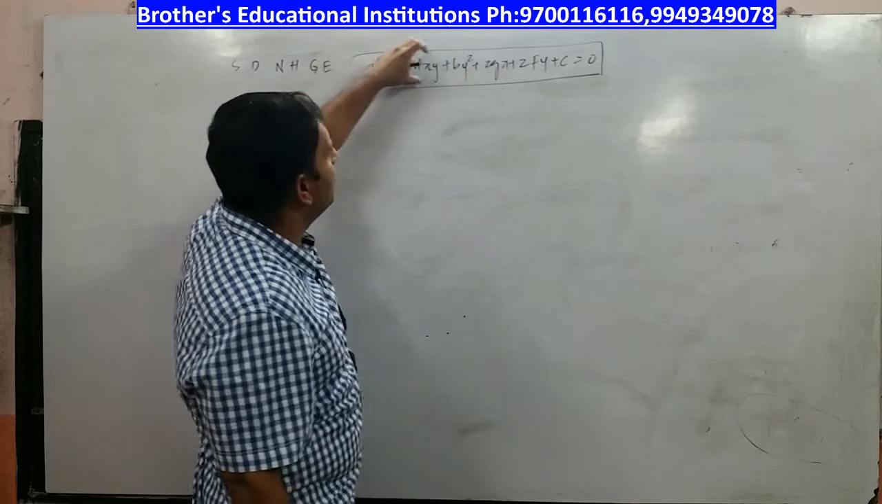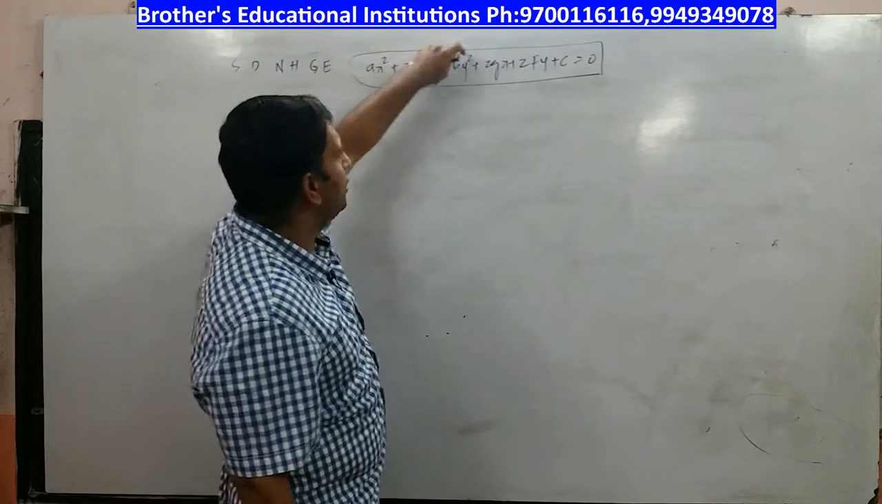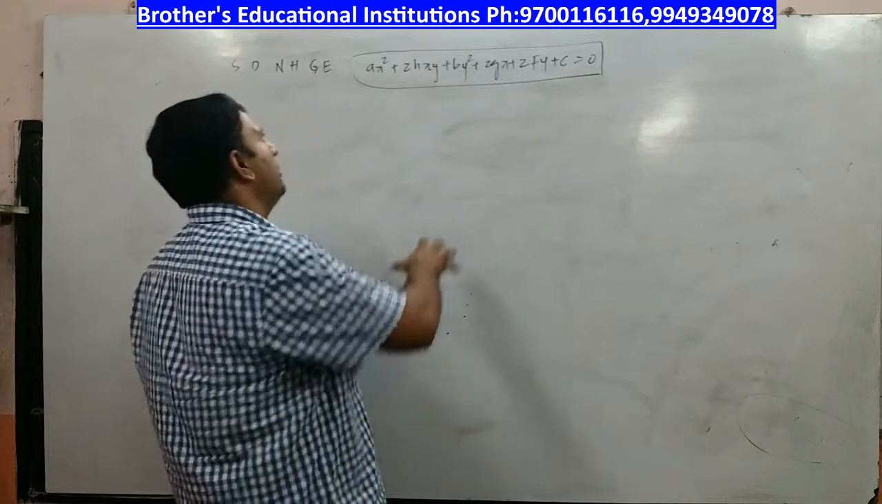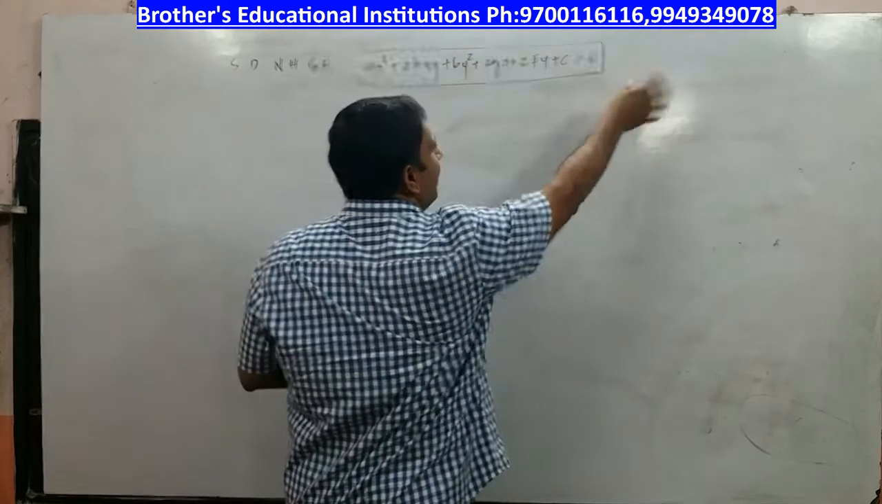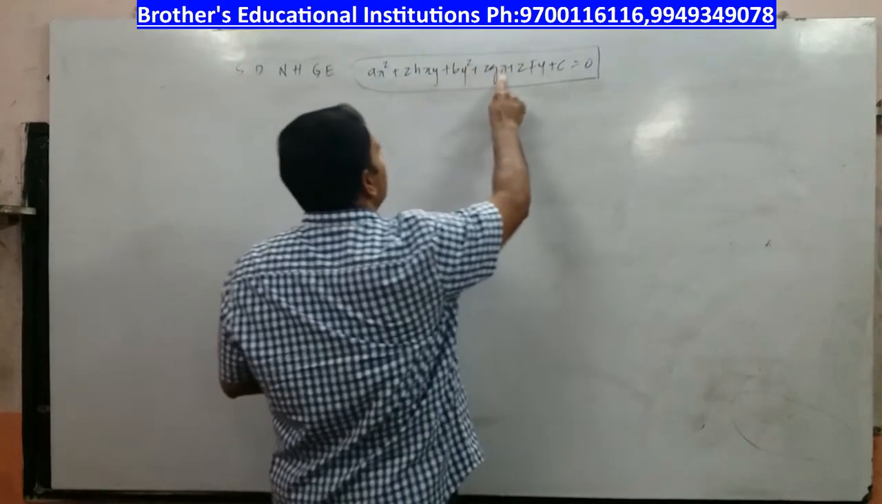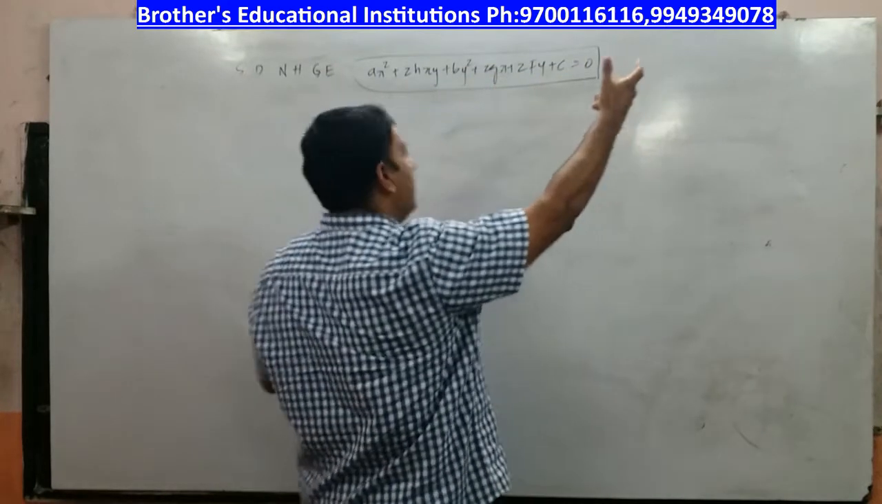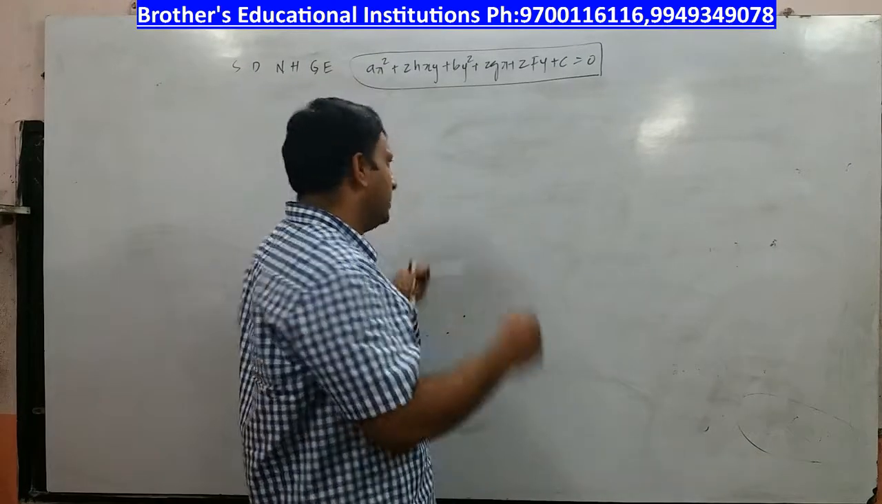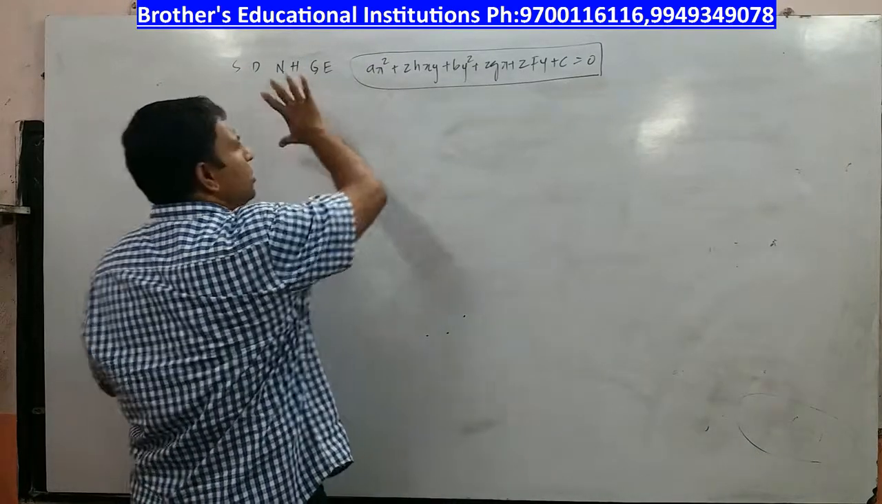Why? Because the highest degree is 2. Here the degree is 2. Here 1 plus 1 degree is 2. Here the degree is 2. Highest degree is 2. Second degree non-homogeneous. Why non-homogeneous? Because degree 2 is not maintained everywhere. Here the degree is 2 in this part, here the degree is 1, and the constant contains 0 degree. That's why it is non-homogeneous. If the degree is same everywhere, it is called as homogeneous. So it is a second degree non-homogeneous general equation.